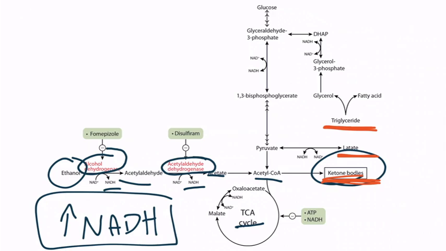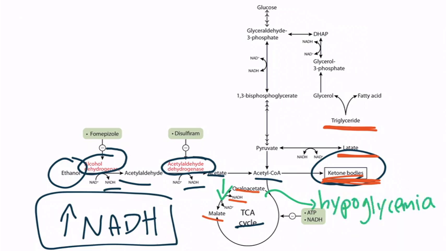In the TCA cycle, recall that malate is converted to oxaloacetate and produces NADH in the process. In alcoholism, NADH levels are high, and this inhibits this reaction, resulting in the depletion of oxaloacetate. Recall that oxaloacetate is required for gluconeogenesis, so inhibition of this step is responsible for impaired gluconeogenesis. We can deduce then that alcoholism can cause fasting hypoglycemia.